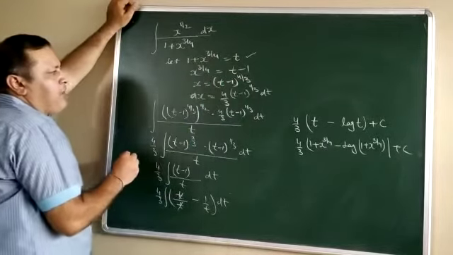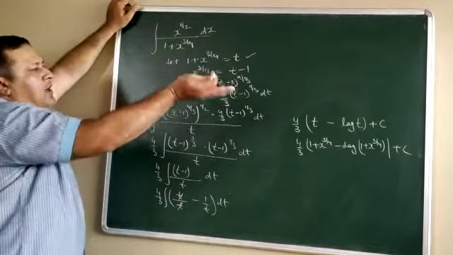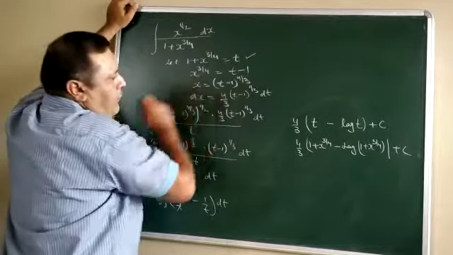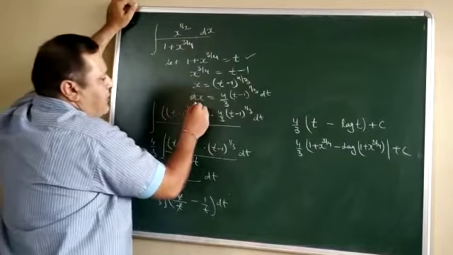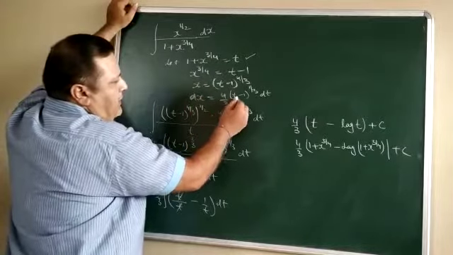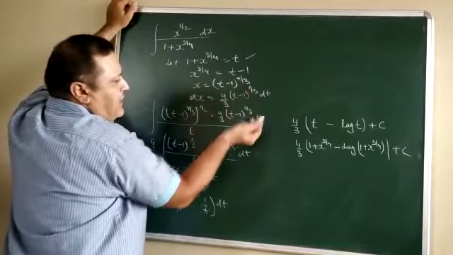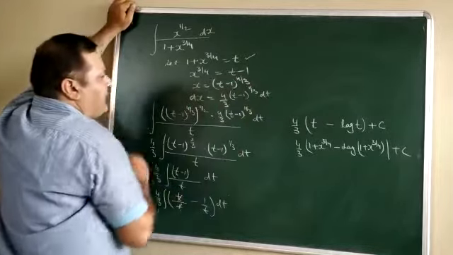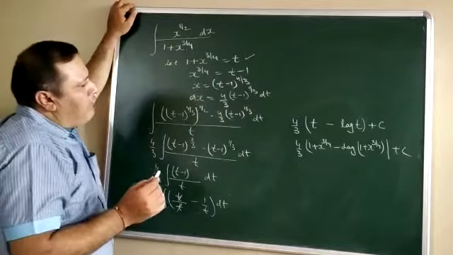You know very well, whenever powers are transferred to the other side, they always take the reciprocal. So 3/4 is converted into 4/3. Now its derivative: dx equals 4/3 (t minus 1) to the power 1/3, the power reduced by 1, into dt. Now substitute the values very carefully.